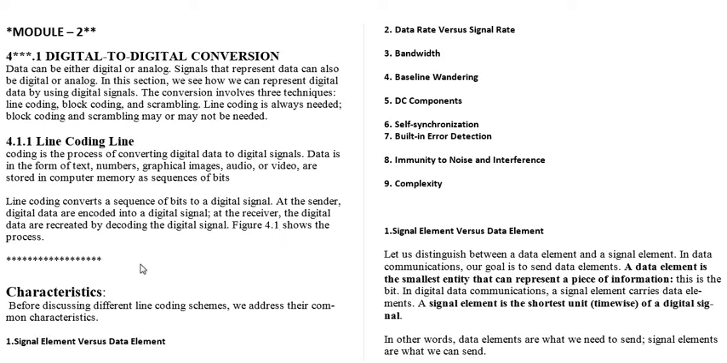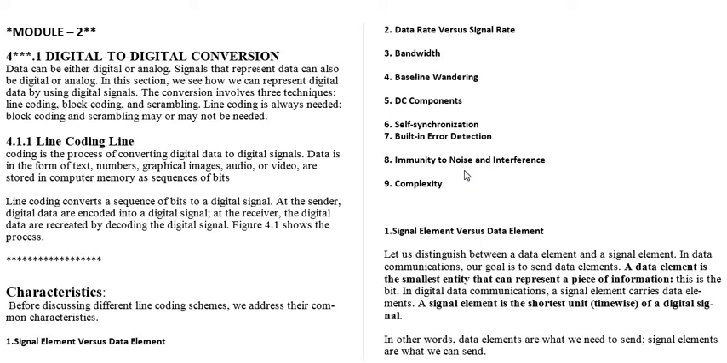Now let us see the characteristics of this line coding technique. First is signal element versus data element. Second is data rate versus signal rate. Third is bandwidth. Fourth is baseline wandering. Fifth is DC component. Sixth is self synchronization. Seventh is built-in error detection. Eighth is immunity to noise and interference. Ninth is complexity. All nine characteristics are required. Let us study them one by one.